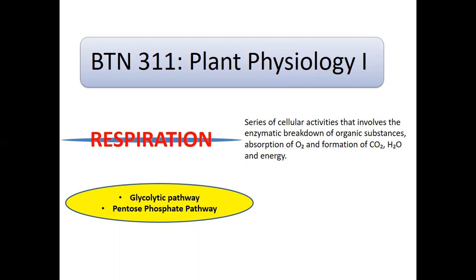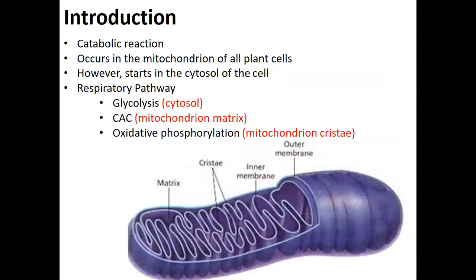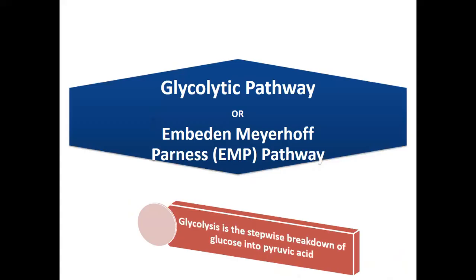For today's class, we will be looking at two pathways in the process of respiration. These are the glycolytic pathway and the pentose phosphate pathway. For respiration, we break down the whole series of enzymatic breakdown into three major groups. These are glycolysis, citric acid cycle, and oxidative phosphorylation. Glycolysis is the part that takes place in the cytosol of the cell.